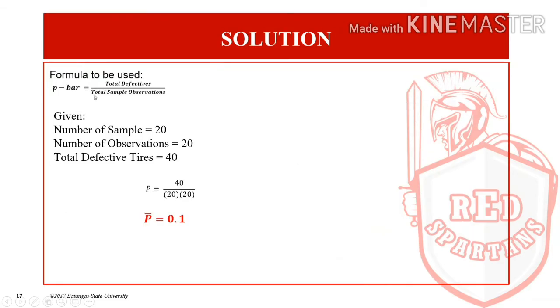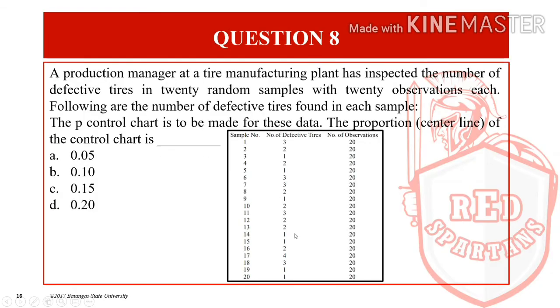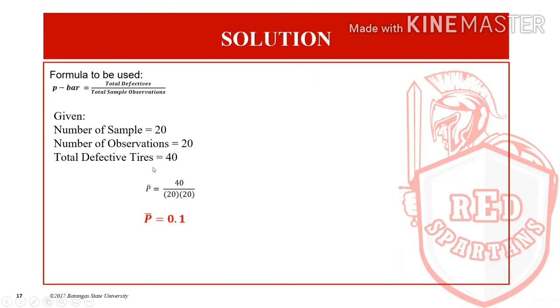So yung p-bar natin, total defective over total sample observation. So pag sinabi natin total sample observation, i-multiply natin yung number ng sample sa number of observation. So ilan ba ang number of sample natin? Meron tayong 1 to 20 weeks. Then meron tayong 20 observation per sample. Then total defective tire, kukunin lang natin yung sum nito. Ang sum nito ay 40. So 40 over 20 times 20. So ang p-bar natin is 0.1 or 0.10.